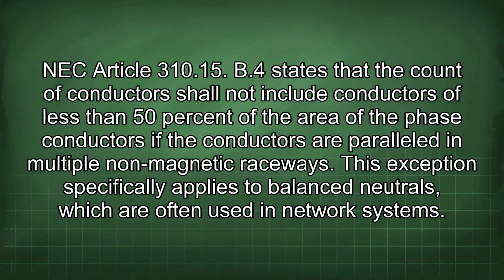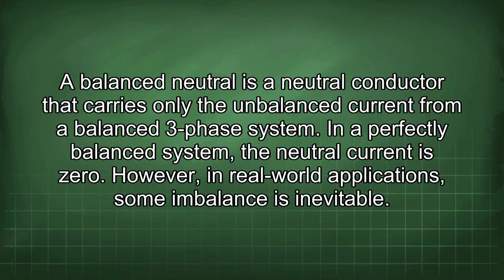NEC Article 310.15(B)(4) states that the count of conductors shall not include conductors of less than 50% of the area of the phase conductors if the conductors are paralleled in multiple non-magnetic raceways. This exception specifically applies to balanced neutrals, which are often used in network systems. A balanced neutral is a neutral conductor that carries only the unbalanced current from a balanced three-phase system. In a perfectly balanced system, the neutral current is zero.